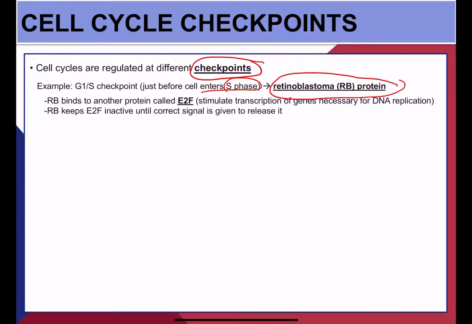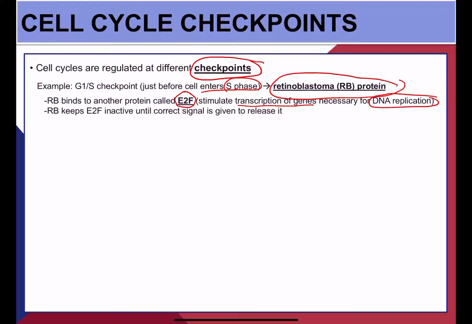So the RB protein will actually bind to another protein called E2F, okay? And the E2F protein is important for stimulating transcription of genes necessary for DNA replication. Remember, we talked about how DNA replication's initiation steps require a lot of transcription factors. Those factors are proteins that need to be transcribed themselves as well. So E2F will stimulate transcription of those genes.